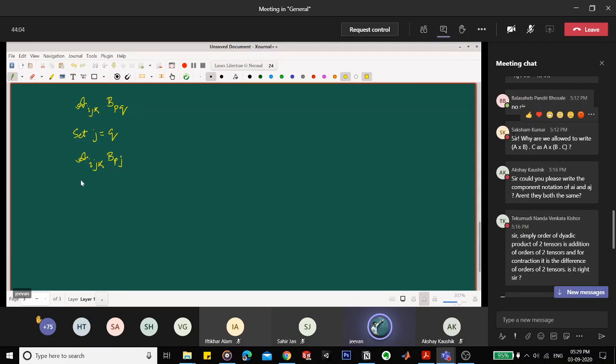You see what the total number of free indices here is. j is repeated here, so j does not contribute to the order of this tensor. How many free indices are here? i is a free index, k is a free index, p is a free index. So the overall order of this tensor is 3. Here it was 3, here it was 2. So what is happening is 3 plus 2 minus 2. This 2 is because of a single contraction. This is giving me a 3. I hope this much is clear.